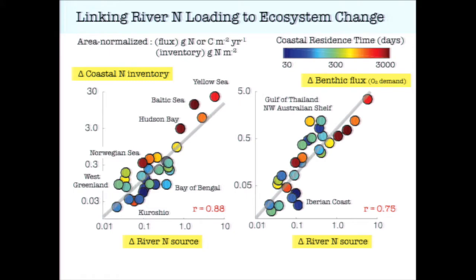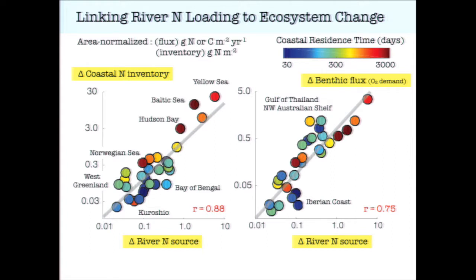And similarly for benthic flux or oxidant demand, we also see this degradation of the correlation, and we can see the pattern is not really driven by coastal residence time anymore. So this suggests that there are other major factors that drive this differential sensitivity of ecosystem responses to changes in river nitrogen loading. Our hypothesis here, which we're still investigating, is that it may have something to do with the saturation state of the nitrogen in that system.